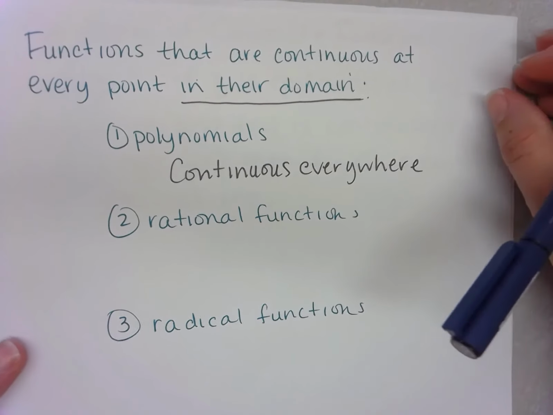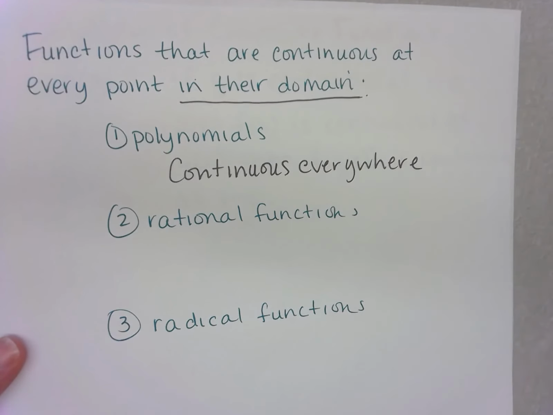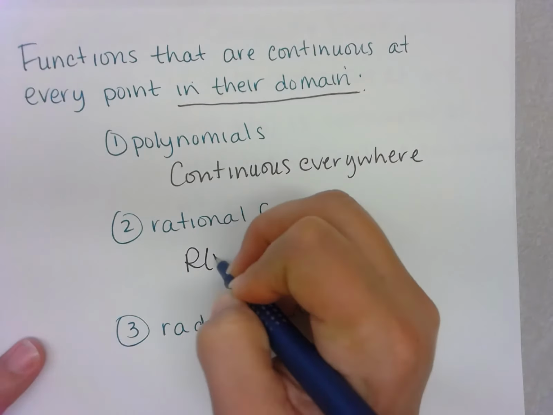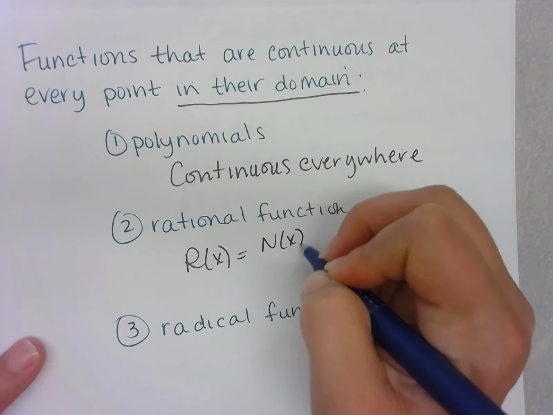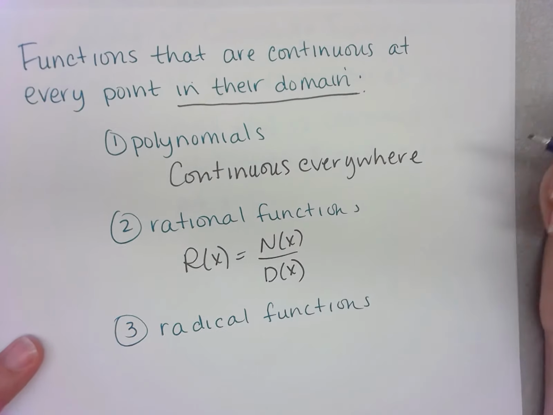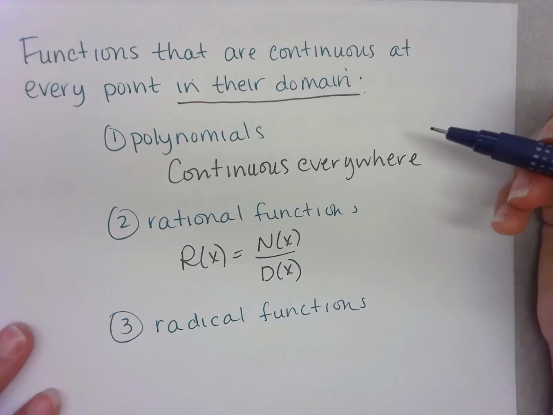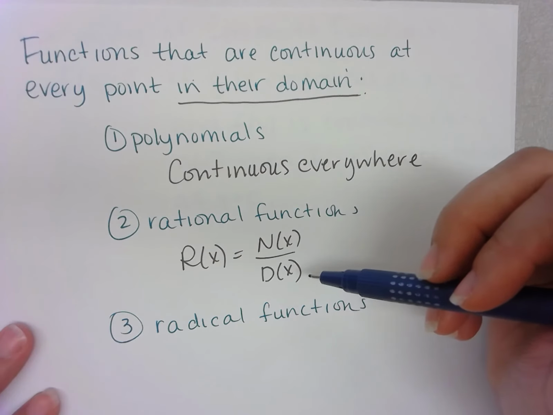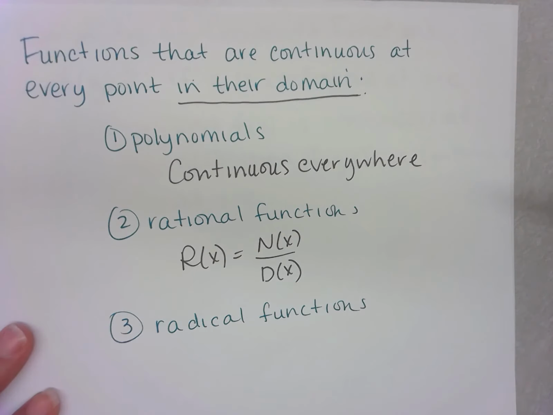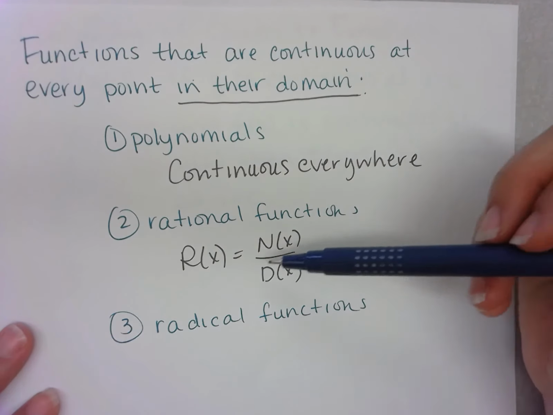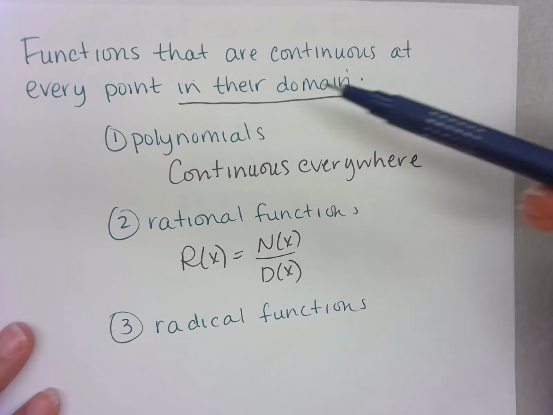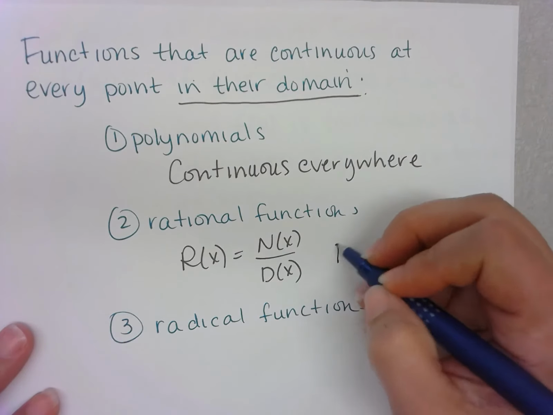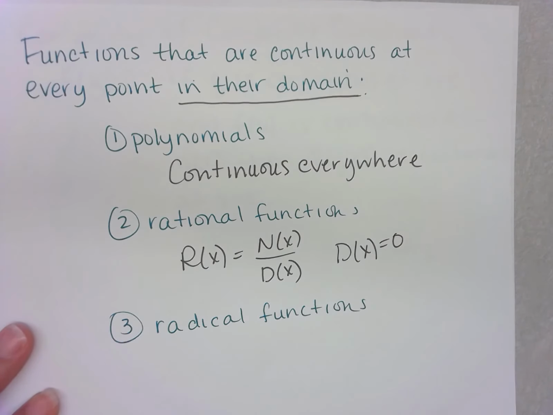Rational functions are continuous on their domain. A rational function is a polynomial divided by a polynomial. I'll just call it n of x over d of x. And it is continuous everywhere on its domain. It's discontinuous where d of x equals 0, because that is not in its domain. So it's continuous at every point in its domain, because any places that would make d of x equal to 0 would not be part of the domain of the rational function to begin with.